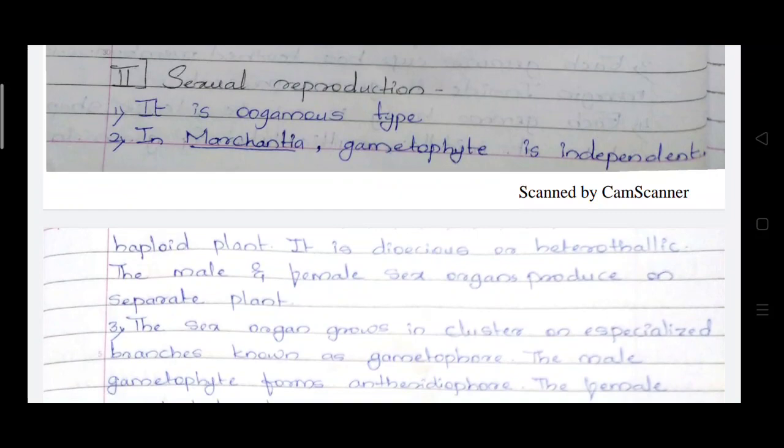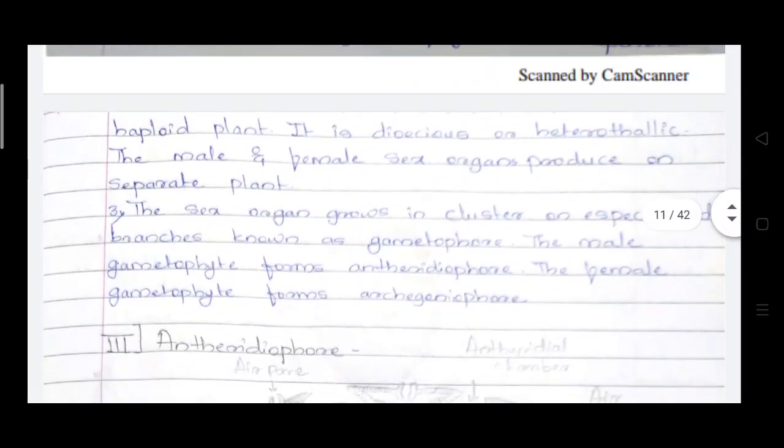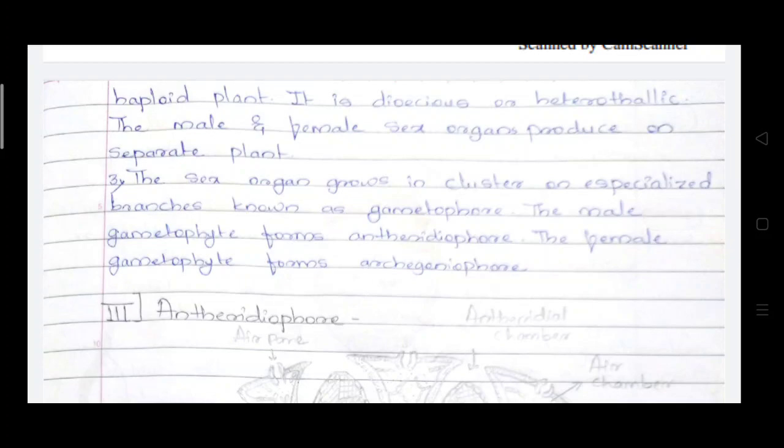The male and female sex organs will be produced separately. The sex organs grow in clusters on specialized branches known as gametophores. The male gametophore forms the Antheridiophore and the female gametophore forms the Archegoniophore. These sex organs in Marchantia are produced on specialized branches, which are known as the gametophore.